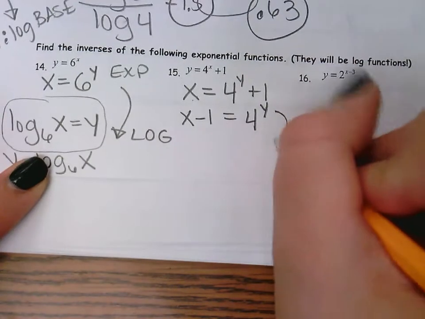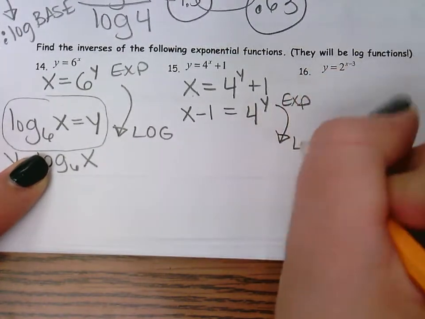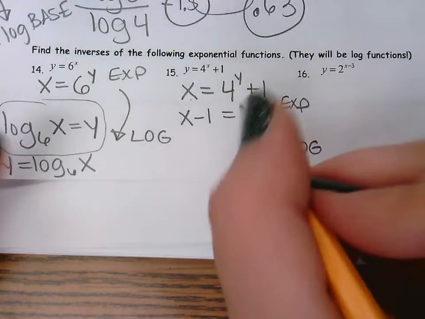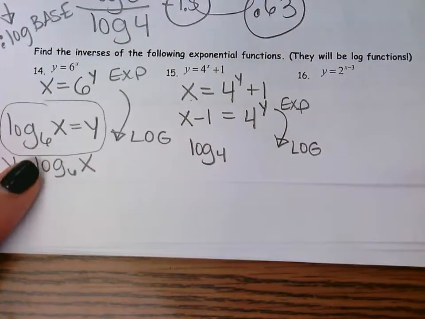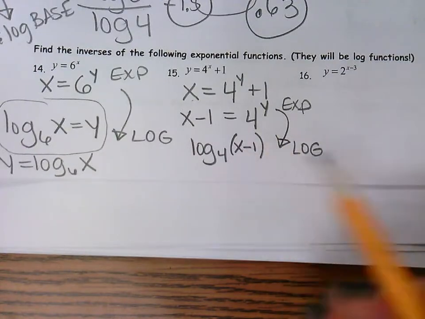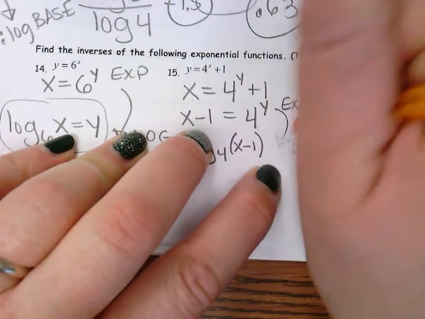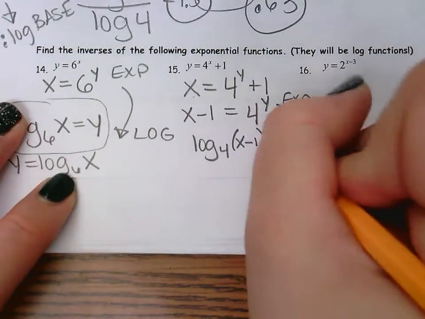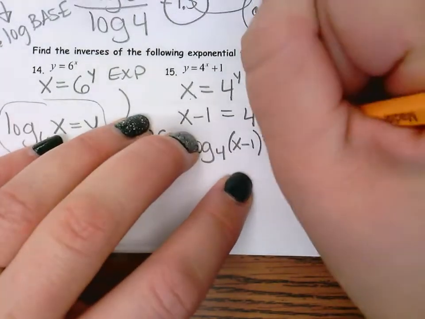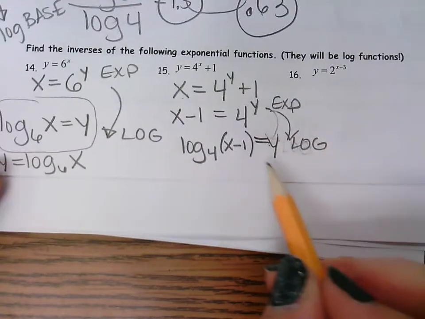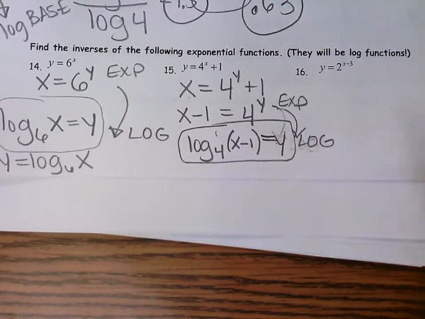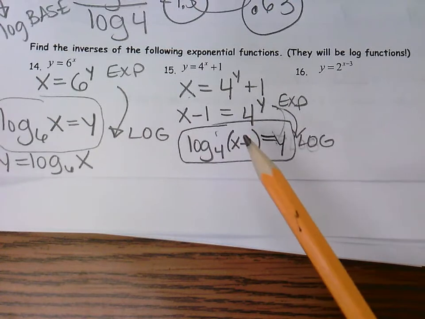Now I'm going to change from exponent form into log form. So the base of the exponent becomes the base of the log function. X minus 1 would be the stuff inside the log, and then equals y. So if you want to rewrite it as y equals, you can, but as long as you have y by itself, you've solved for a function, y equals log base 4 of x minus 1.